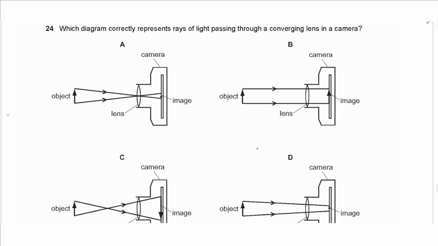Question 24 says which diagram correctly represents rays of light passing through a converging lens in a camera? So for rays in A, the rays pass through the optical center and move straight forward. That would be a correct ray. Any ray passing through the optical center will not be deflected. In B, we have rays that are parallel to the principal axis. These should go towards the focal point, so these rays are wrong.